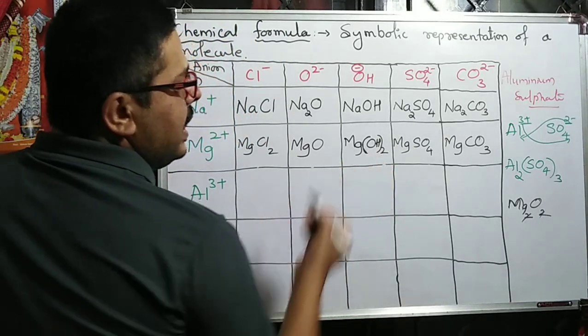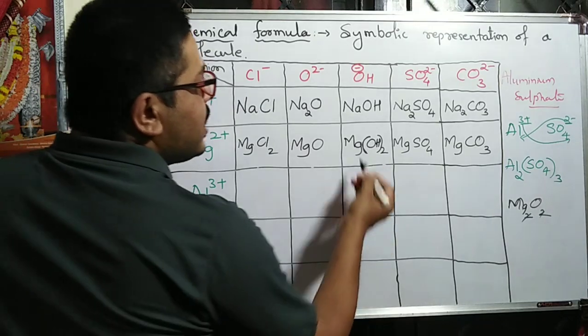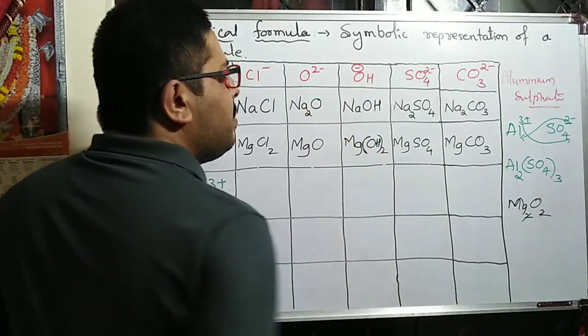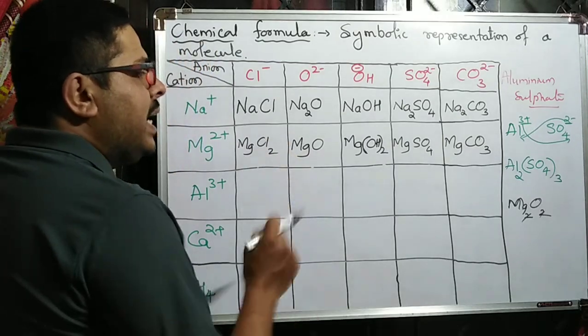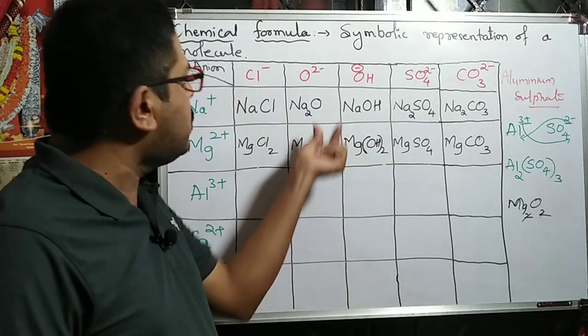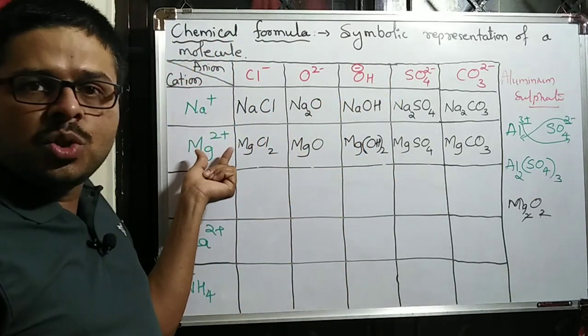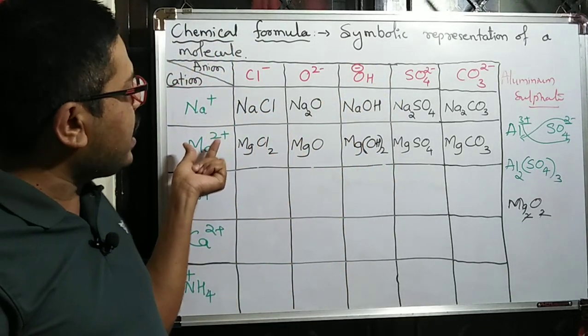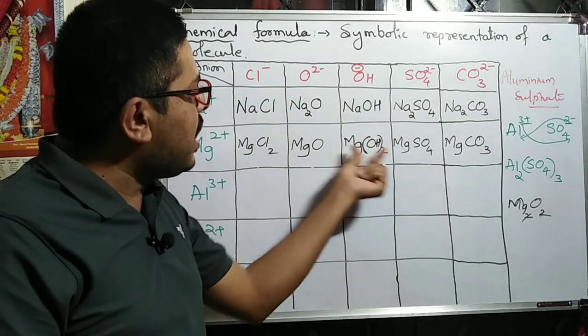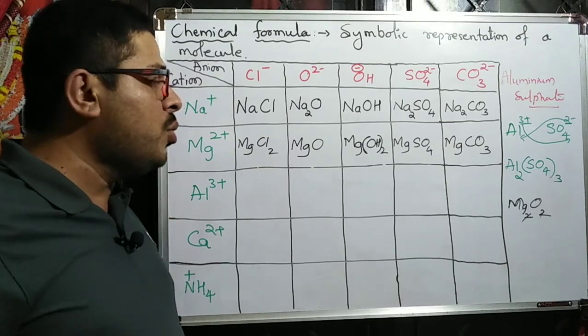Magnesium hydroxide. They will not call it magnesium dihydroxide. No, it is magnesium hydroxide. But while writing the formula, you will come to know why you have to write it twice. Because OH is minus 1 and Mg is 2 plus. When you cross the charges, it becomes MgOH twice. Why we have to cross, I will tell you.